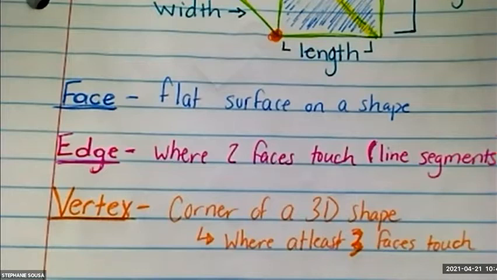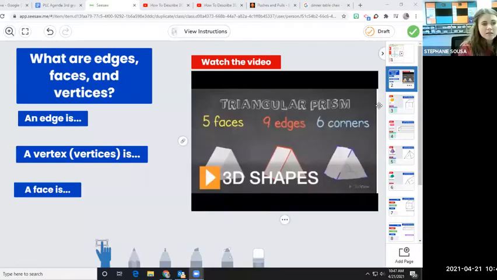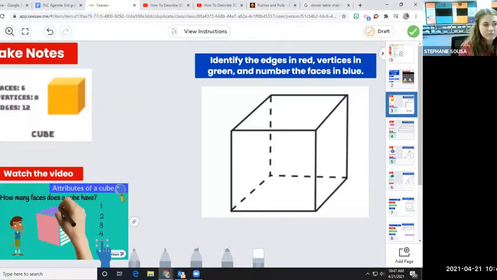Alrighty. So again, this is uploaded to Seesaw. We're going to come back together and use these definitions to determine the number of faces, edges, and vertices on shapes that we see on Seesaw. Let's take a look at slide 3 together, please. Slide 3 asks us to identify the edges in red, vertices in green, and the number of faces in blue. We see here the answers.